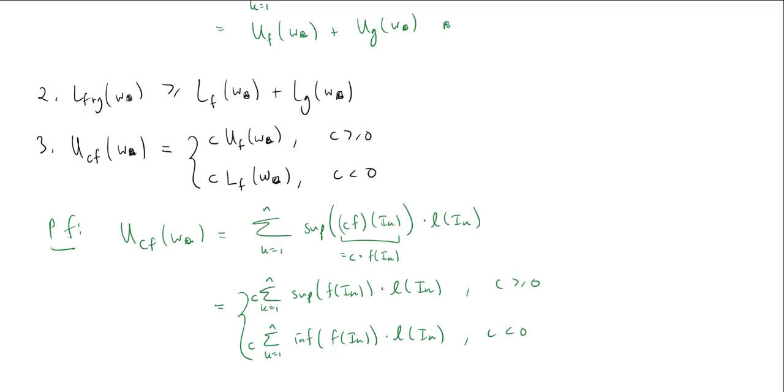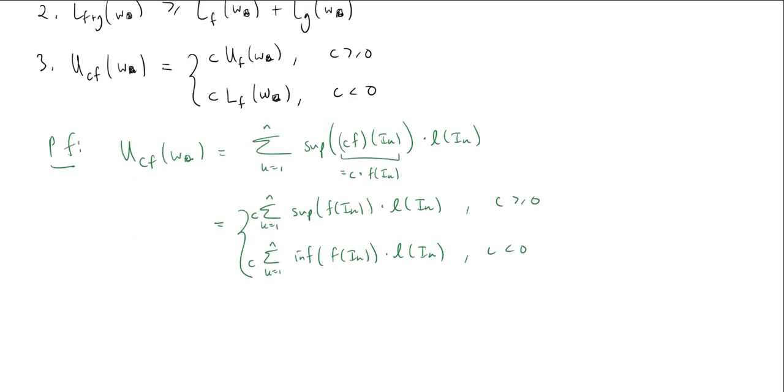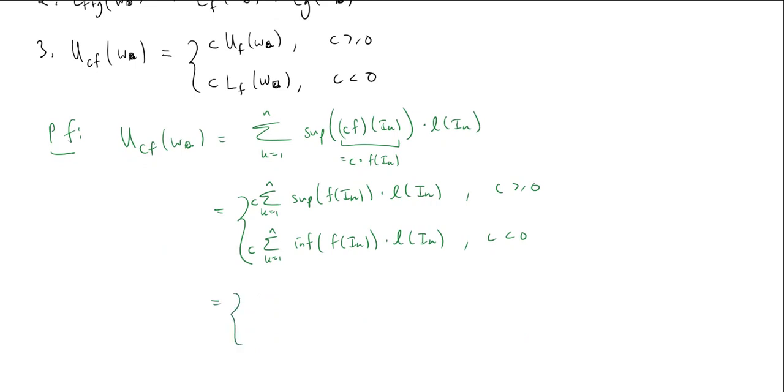Now you can see this top one is just C times the upper sum. And in the bottom one, I have C times the lower sum, but for f now instead of C times f. Okay, so that's the proof.